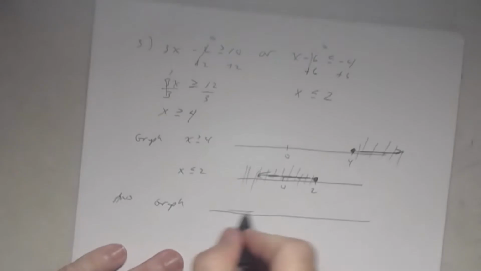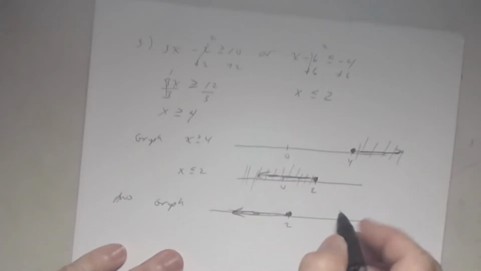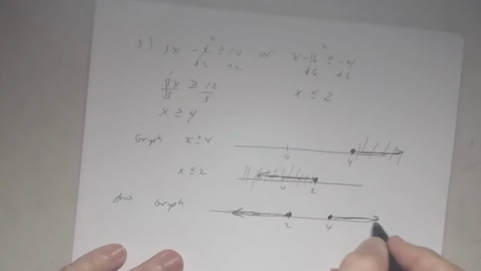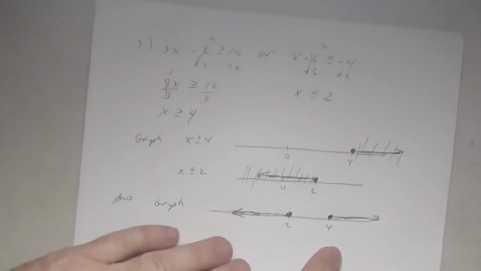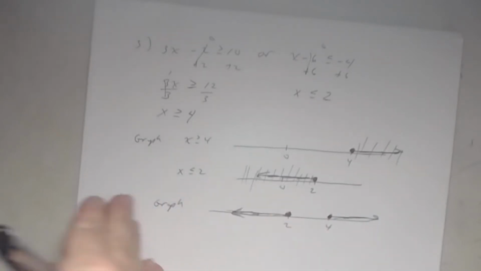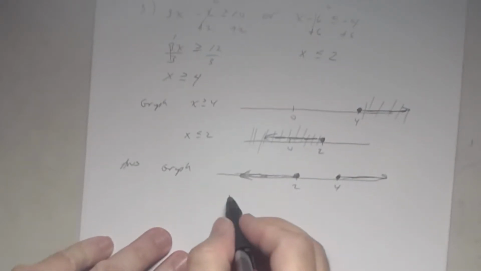Negative infinity. Okay, so let's say this is 2 right here. Open or closed? Closed. And then where else? From 4, open or closed? Going which way? To the right. So this graph, the solutions are two parts of the number line, from negative infinity to 2, and then from 4 to infinity. Now, what would the interval notation be?